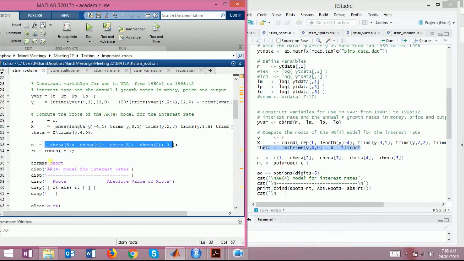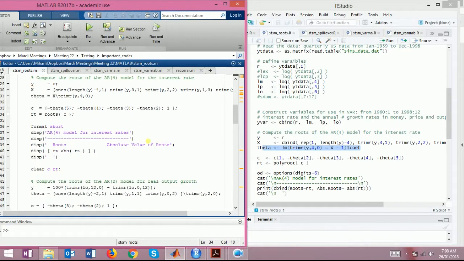We find the roots with the roots function only. In R, the function is known as polyroot, and in MATLAB it is roots. And we need to see whether this is stationary or not, jointly, by checking if the roots are outside the unit circle, just that.